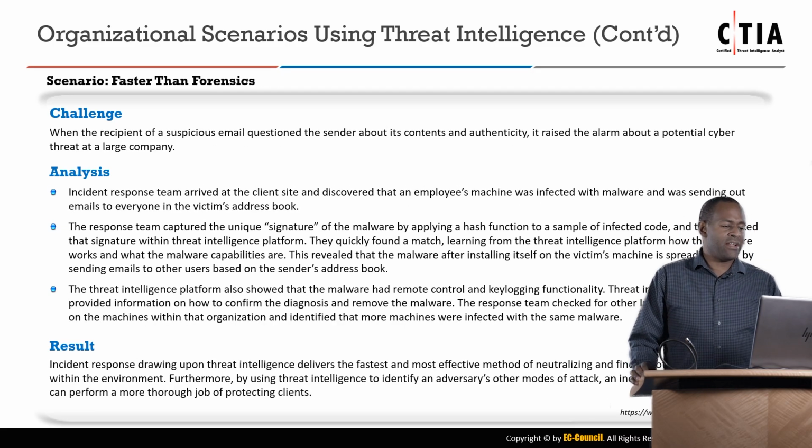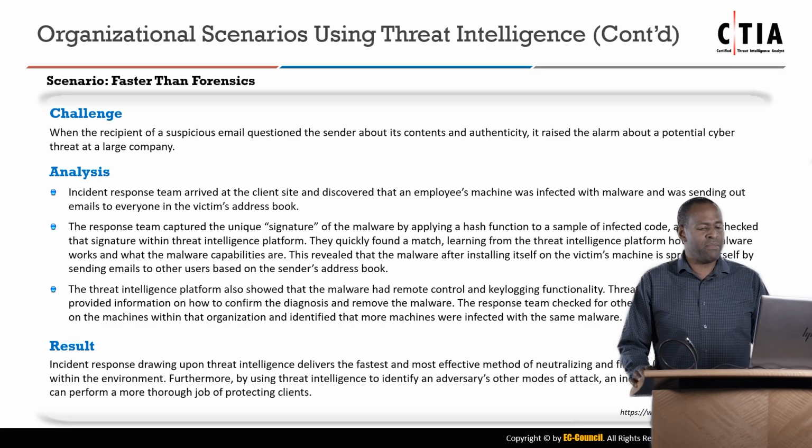All right, now let's look at another challenge. So this one is when the recipient of a suspicious email questioned the sender about its contents and authenticity. It raised the alarm about a potential cyber threat at a large company. Right? So again, somebody receives an email. This happens so often. It's one of the main vectors for attack. And what they did is they questioned the sender. This can have various results depending on the type of email that is there. Now we have a company-wide alarm.